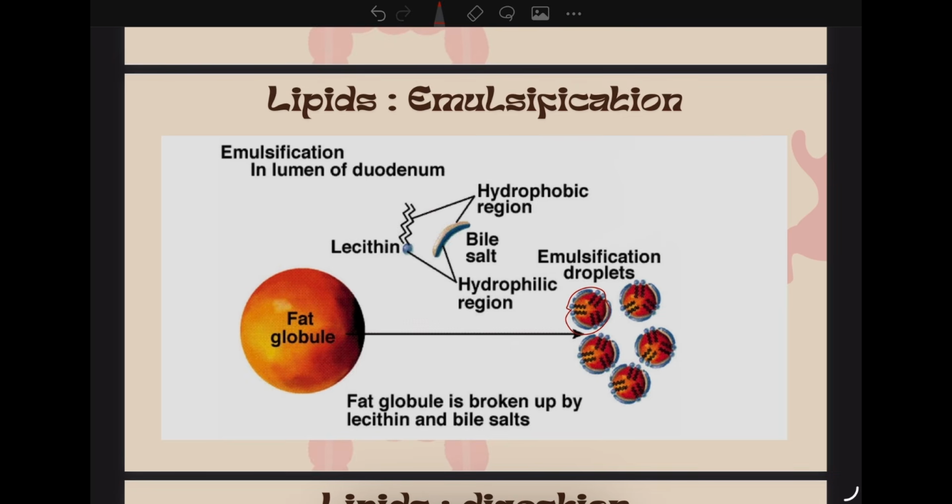Why do we do that? To increase surface area. First, the enzymes needed to work on the outer surface, only this amount. But now it can work on this and this and this and this. So it's easier to digest or absorb.